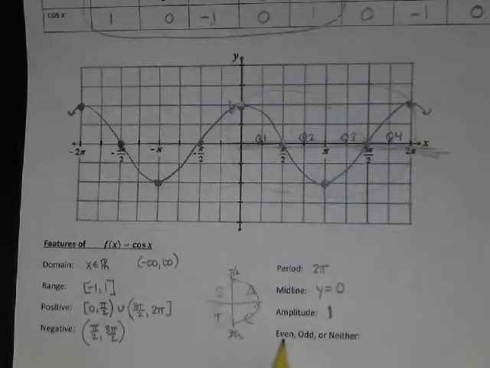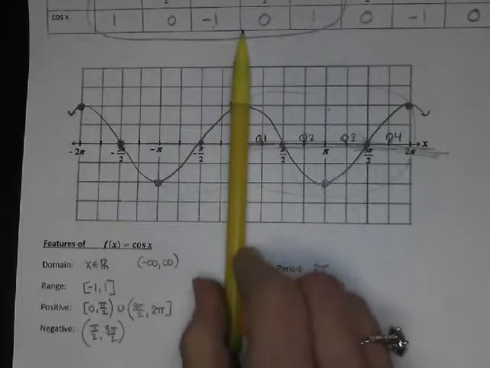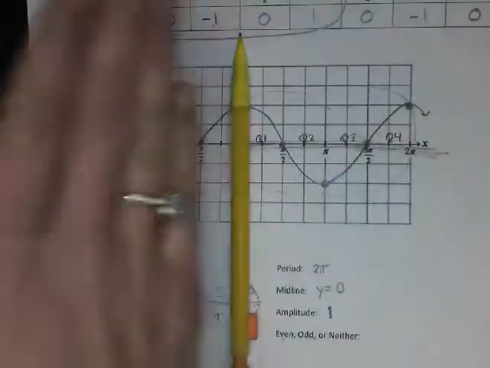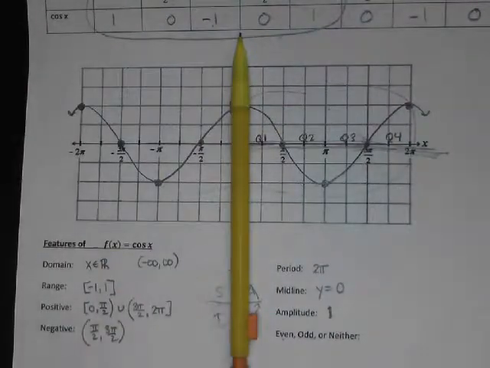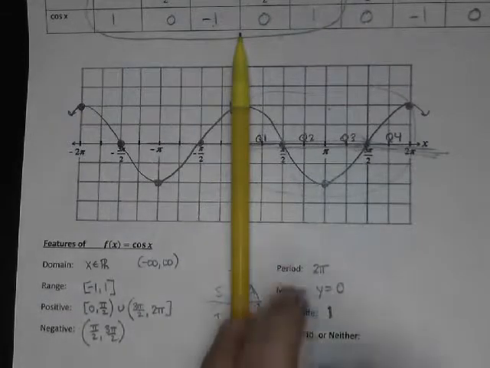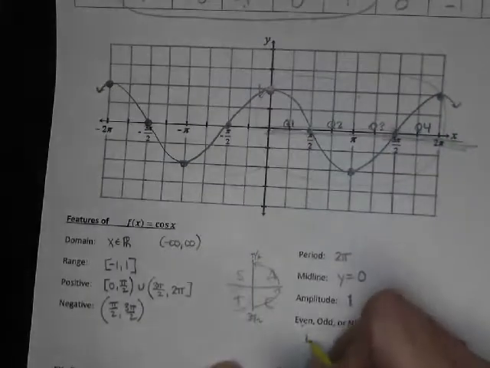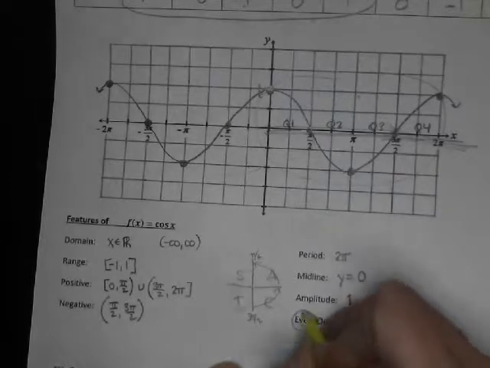And even, odd, or neither. Is this symmetrical to the y-axis? If I flip this over the y-axis, aka my yellow pencil, is it going to land on itself? Yes, it is. So this is an even function.